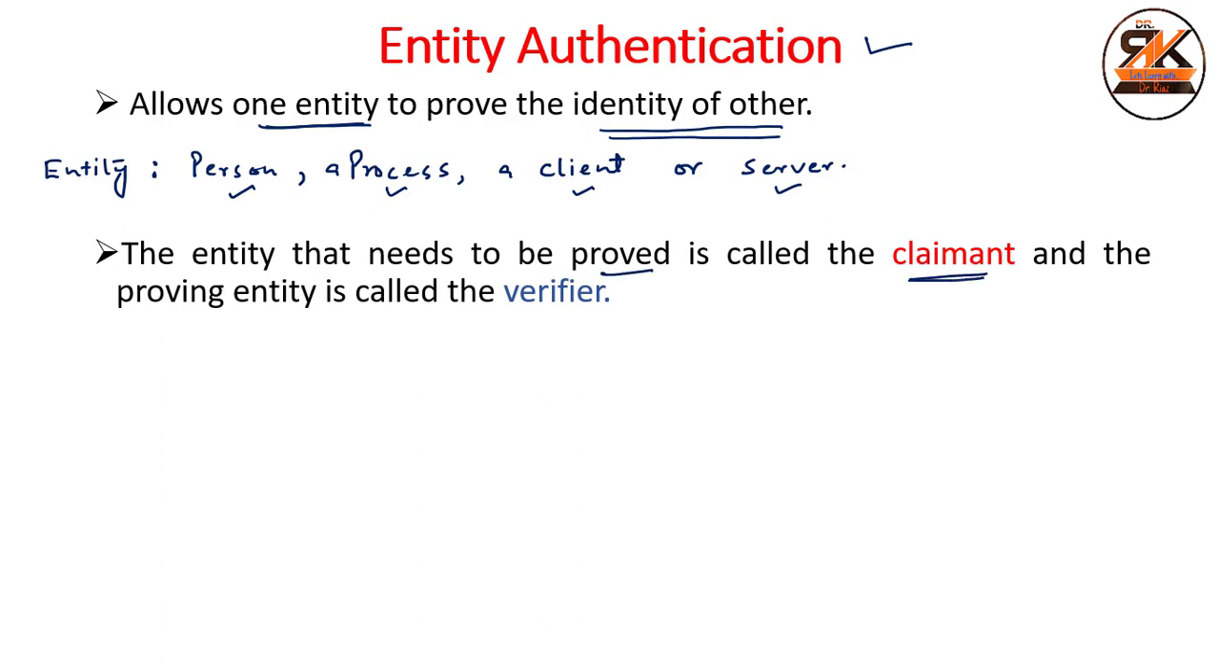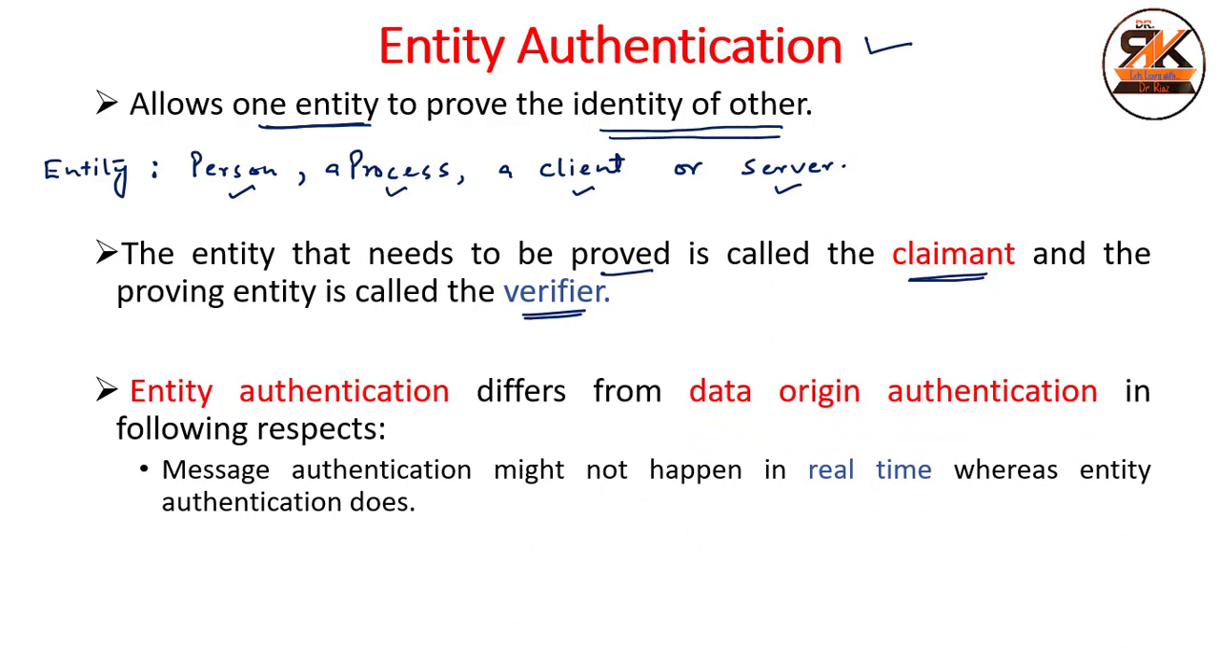The one who claims to prove its identity in the network is called the claimant. And the one who is verifying that particular entity is called the verifier. Entity authentication differs from data origin authentication, which means message authentication, in the following respect: message authentication might not happen in real time, whereas entity authentication does.